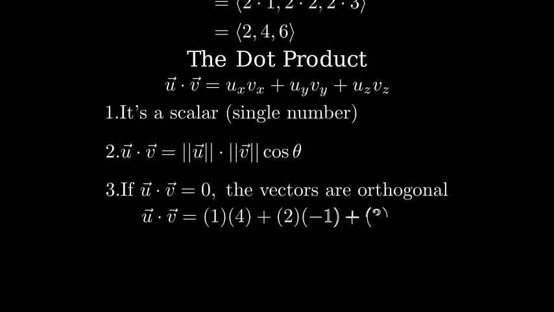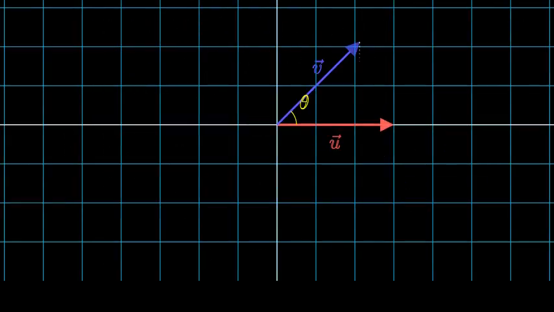Let's calculate the dot product for our example vectors. u dot v equals 1 times 4 plus 2 times negative 1 plus 3 times 2. That's 4 minus 2 plus 6, which equals 8. Now let's discuss the cross product, which, unlike the dot product, results in a vector rather than a scalar.